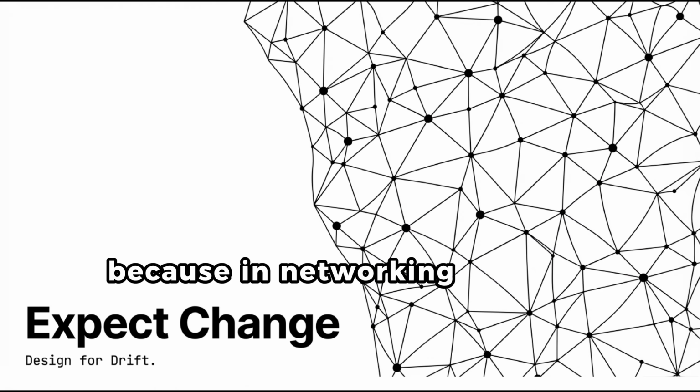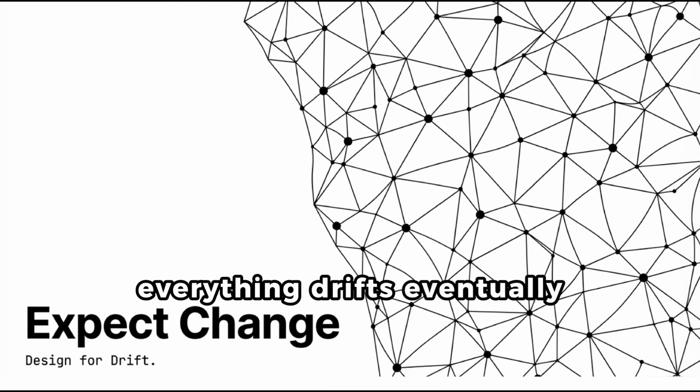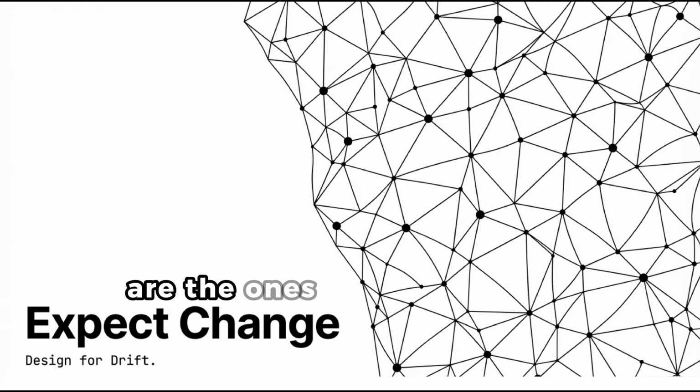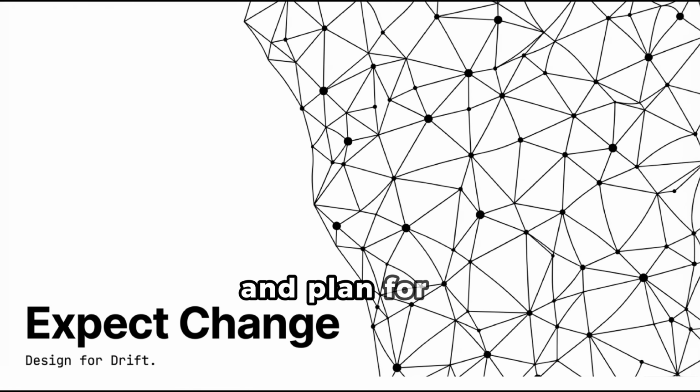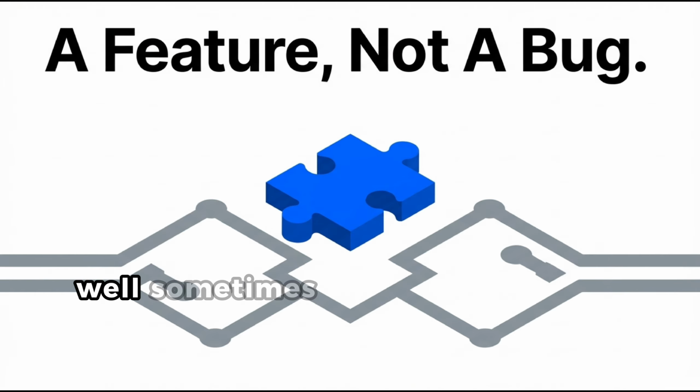Because in networking, nothing really stays put. Everything drifts eventually. And the networks that work best are the ones that accept that and plan for it. Address drift. It's not a bug, it's a feature. Sort of. Mostly. Well, sometimes it's definitely a bug, but you get the idea.